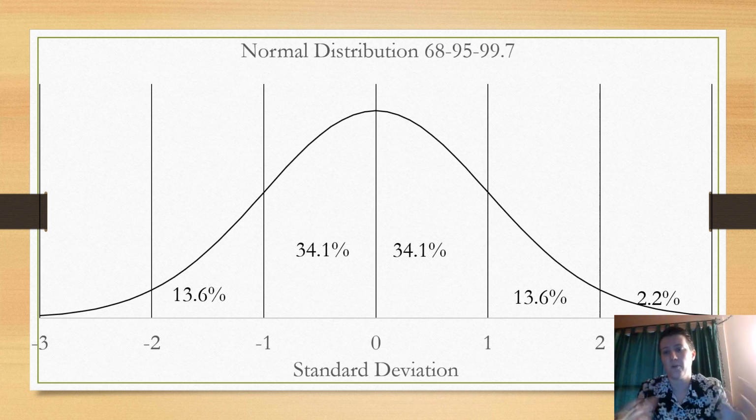That's saying that in a normal distribution of a population, 34.1% of that distribution, of that whole population, is going to be between the mean and 1 standard deviation below. And then the opposite is true from 0 to 1. 34.1% is going to be between the mean and 1 standard deviation above.